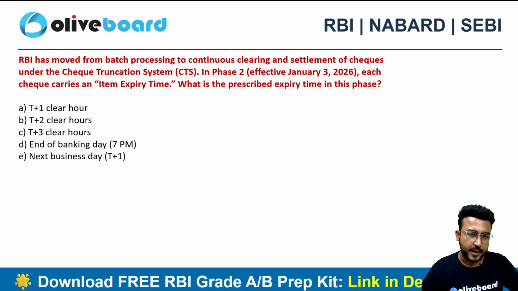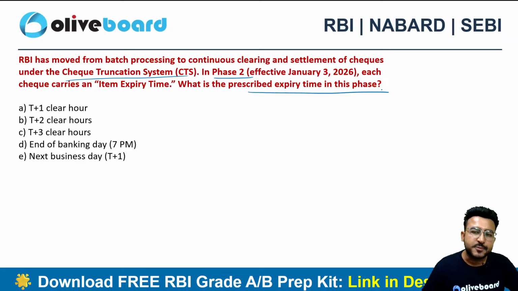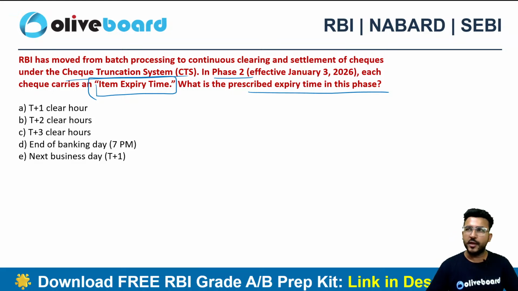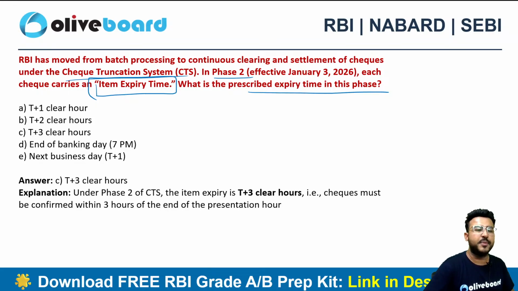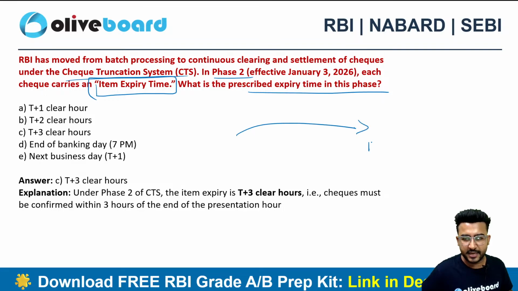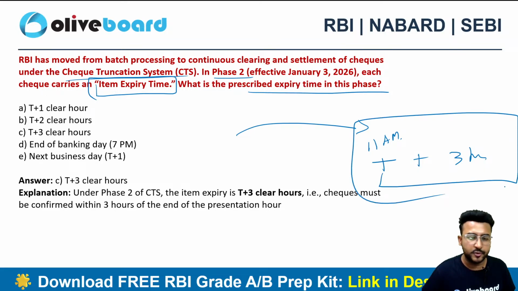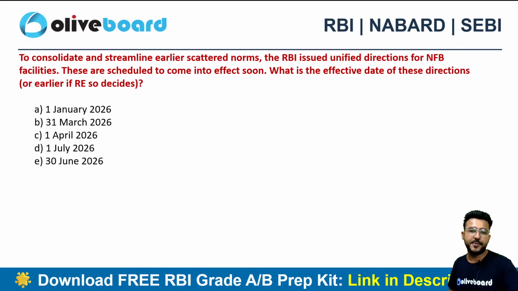phase 2 timelines. I'm talking about the phase 2 timelines of the check truncation system. What is the prescribed expiry time of the check? Every check will have an item expiry time. Let's suppose the drawee bank is having the check here. The presenting bank has already placed the check on the CTS. Now the drawee bank is having it. This is phase 2. Now in phase 2 you need to clear it in T plus 3 hours. Let's suppose the drawee bank gets the check at 11 AM. Within the next 3 hours you need to either accept it or reject it.